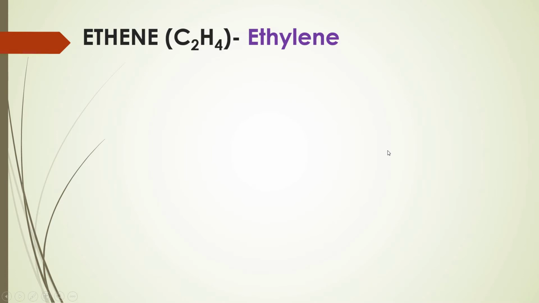Now let us see some details about ethene or ethylene. It has the formula C2H4, which we can get from the general formula CnH2n. This is the structural formula of ethene, where there are two carbon atoms bonded by a double bond. This is a double bond between two carbon atoms, and the rest of the valencies are satisfied by bonding with hydrogen atoms with single covalent bonds.